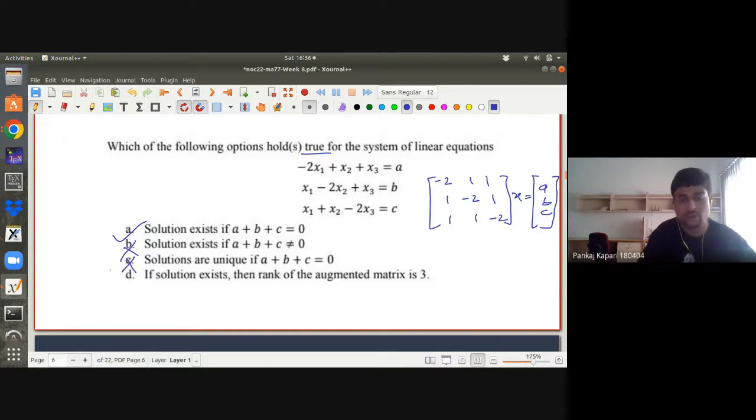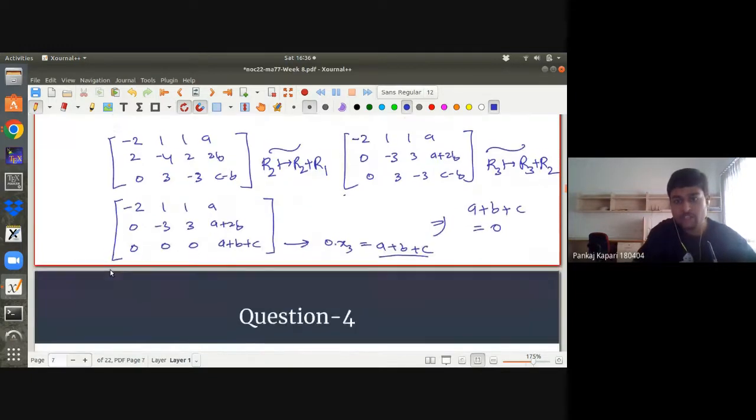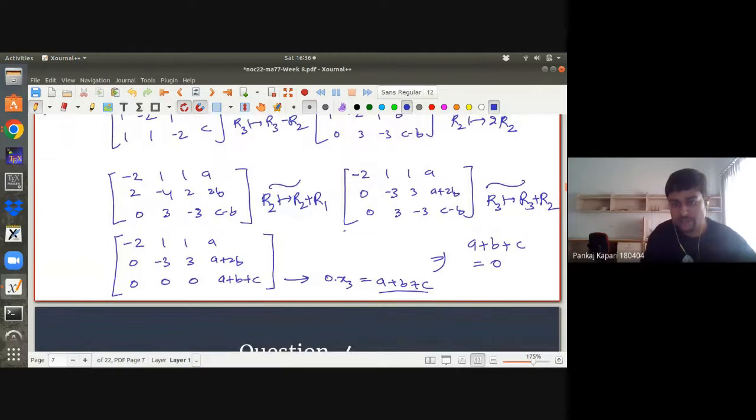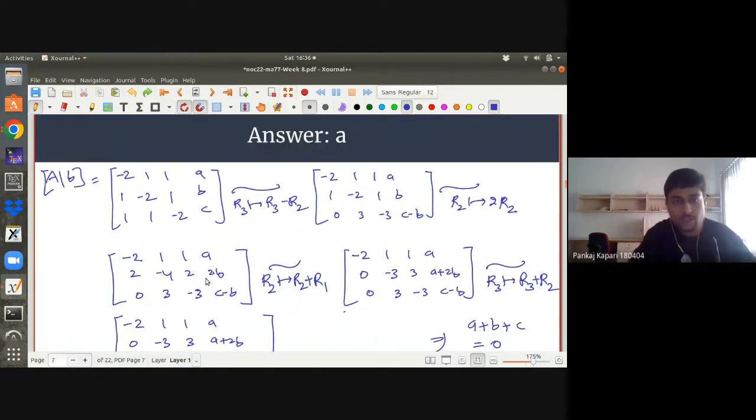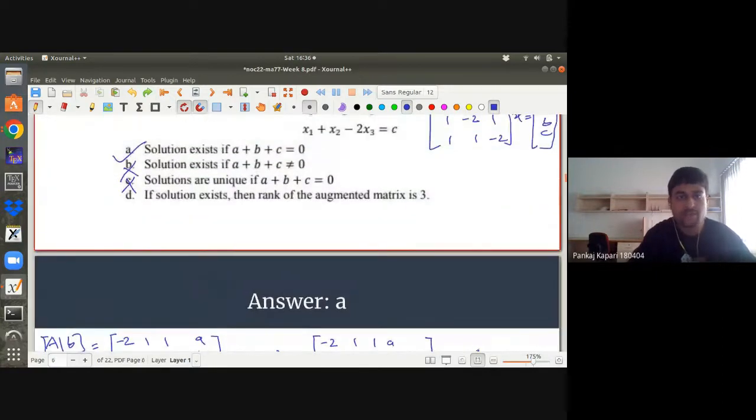Why are solutions not unique? Because if a plus b plus c becomes 0, if this equation becomes 0, then this will become 0, right? That again means that there are two equations with three variables. If there are two equations with three variables, that means there are an infinite number of solutions. So the solution is not unique.